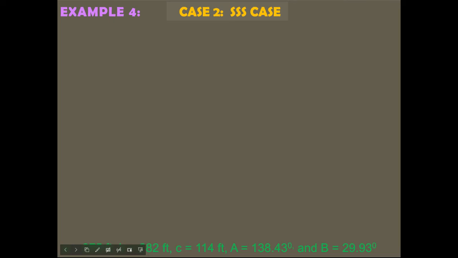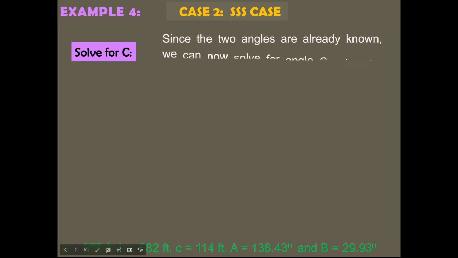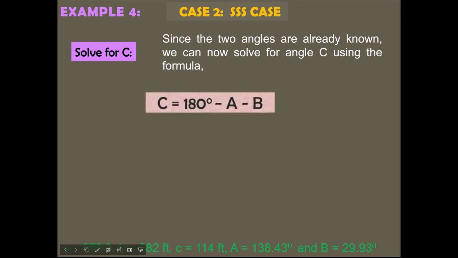So the only missing part of the triangle is angle C. Let's solve for angle C. Again, since the two angles are already known, we can solve for angle C using the formula C equals 180 degrees minus angle A minus angle B. Again, this came from the theorem that the angle sum of a triangle is 180 degrees.